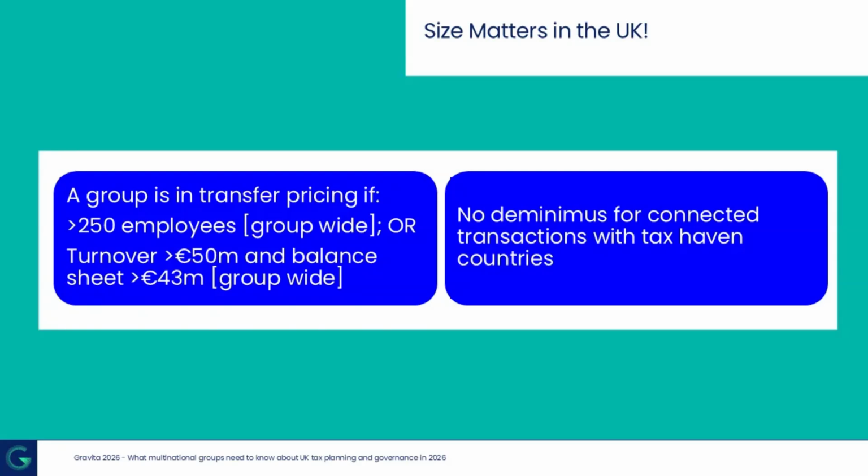So when we have to worry, we have a group and we've got more than 250 employees on a full-time basis across the whole group, or, and it is an or, we've got turnover of more than 50 million euros and a balance sheet, which is just the asset position, so we don't knock off the liabilities, of more than 43 million euros, then we have to worry about transfer pricing from a UK perspective. There is no de minimis whatsoever if I'm dealing with a connected party that's in a tax haven country. The proper jargon for that is where there is not a suitable non-discrimination clause in the tax treaty, but by and large that applies to countries where there's a tax haven.